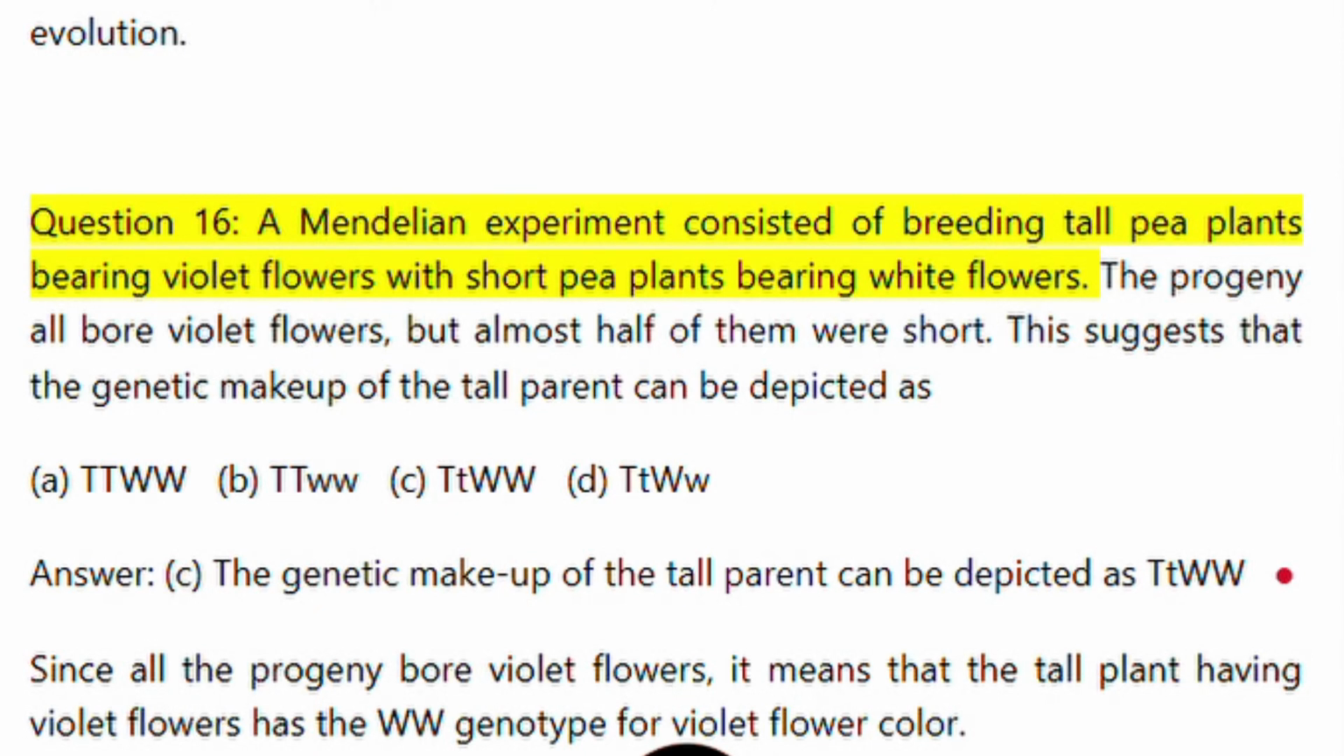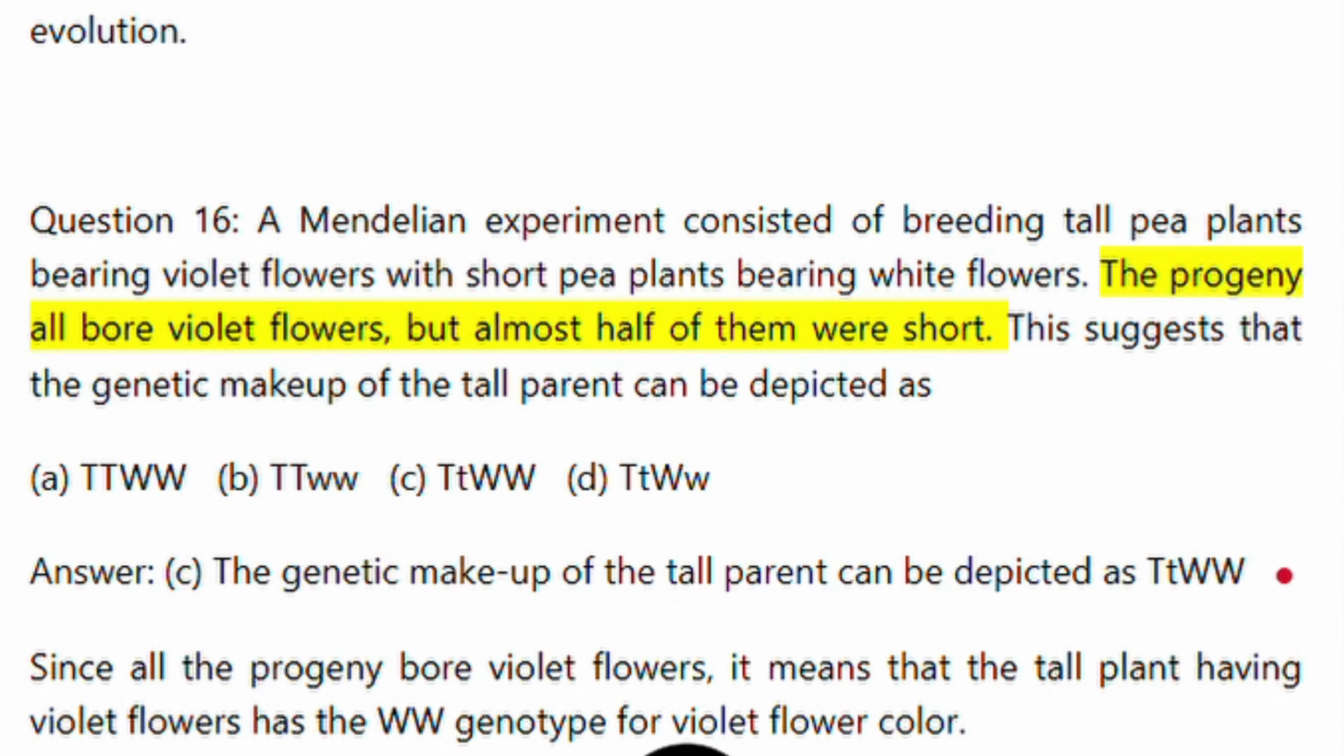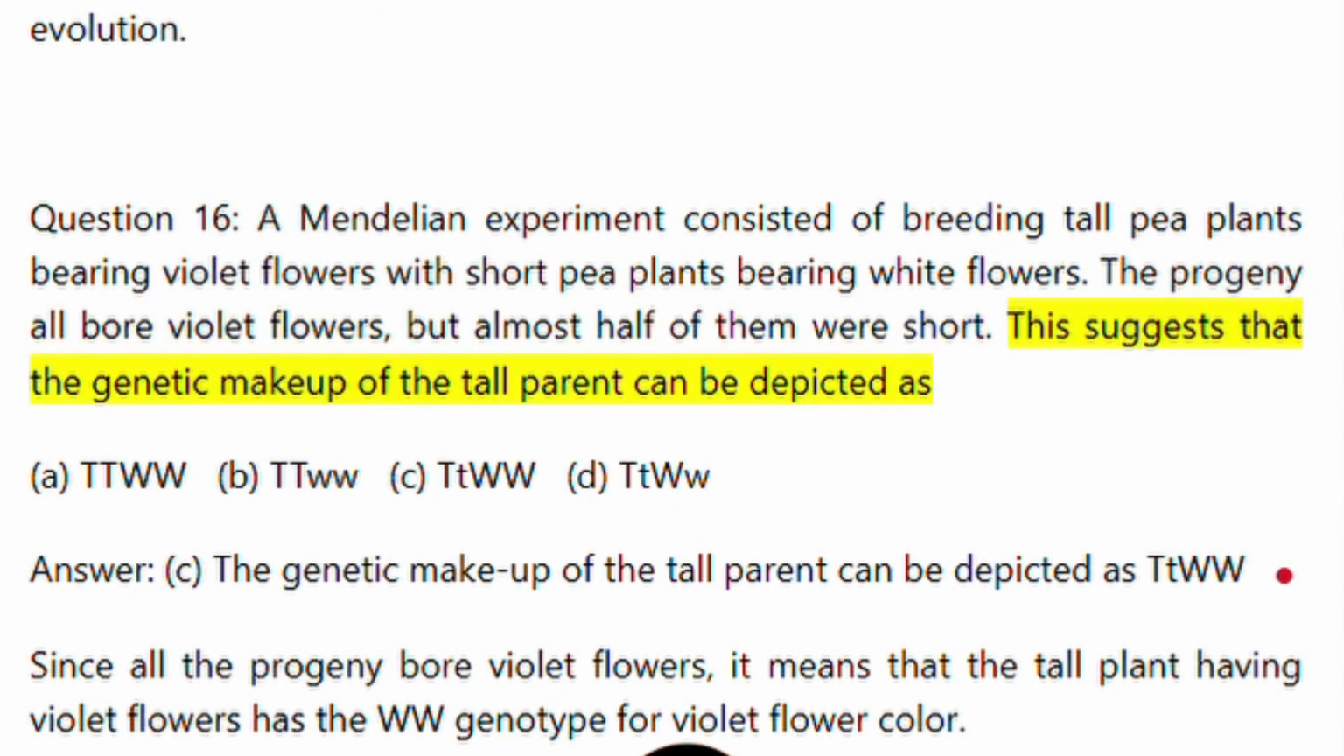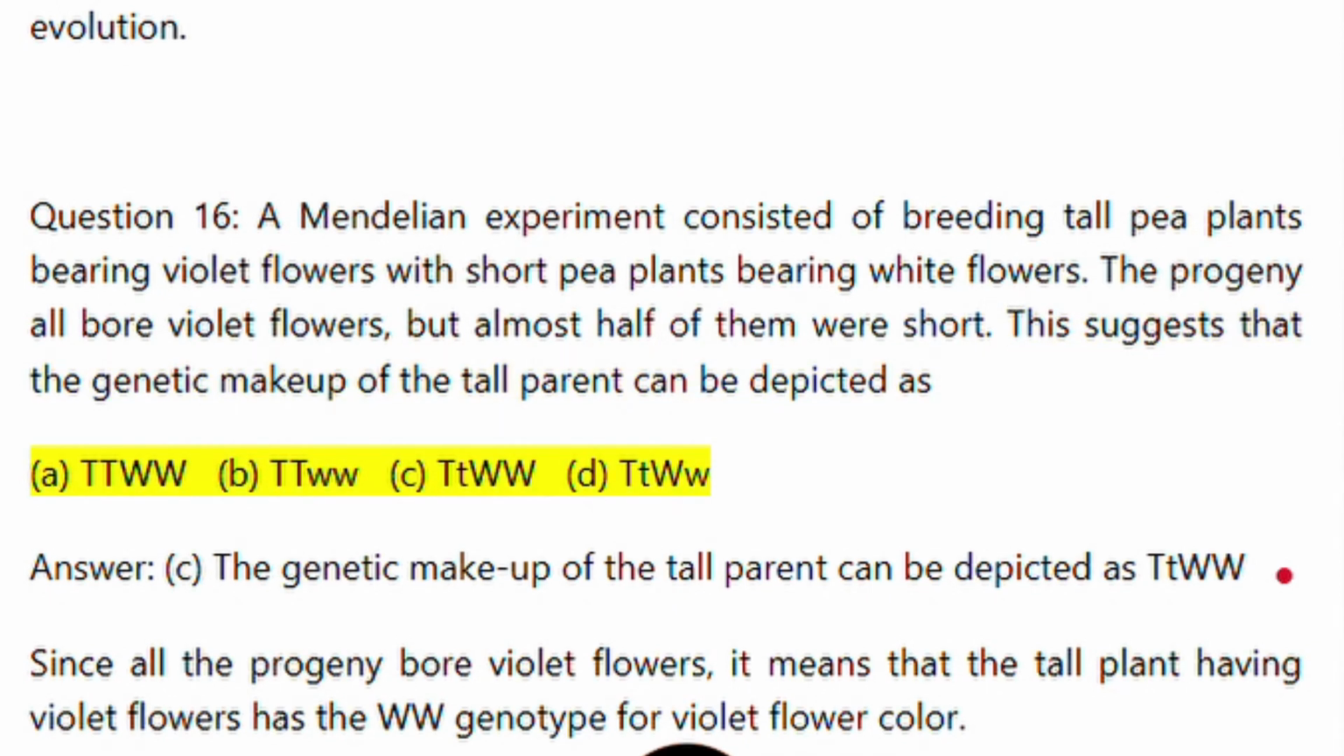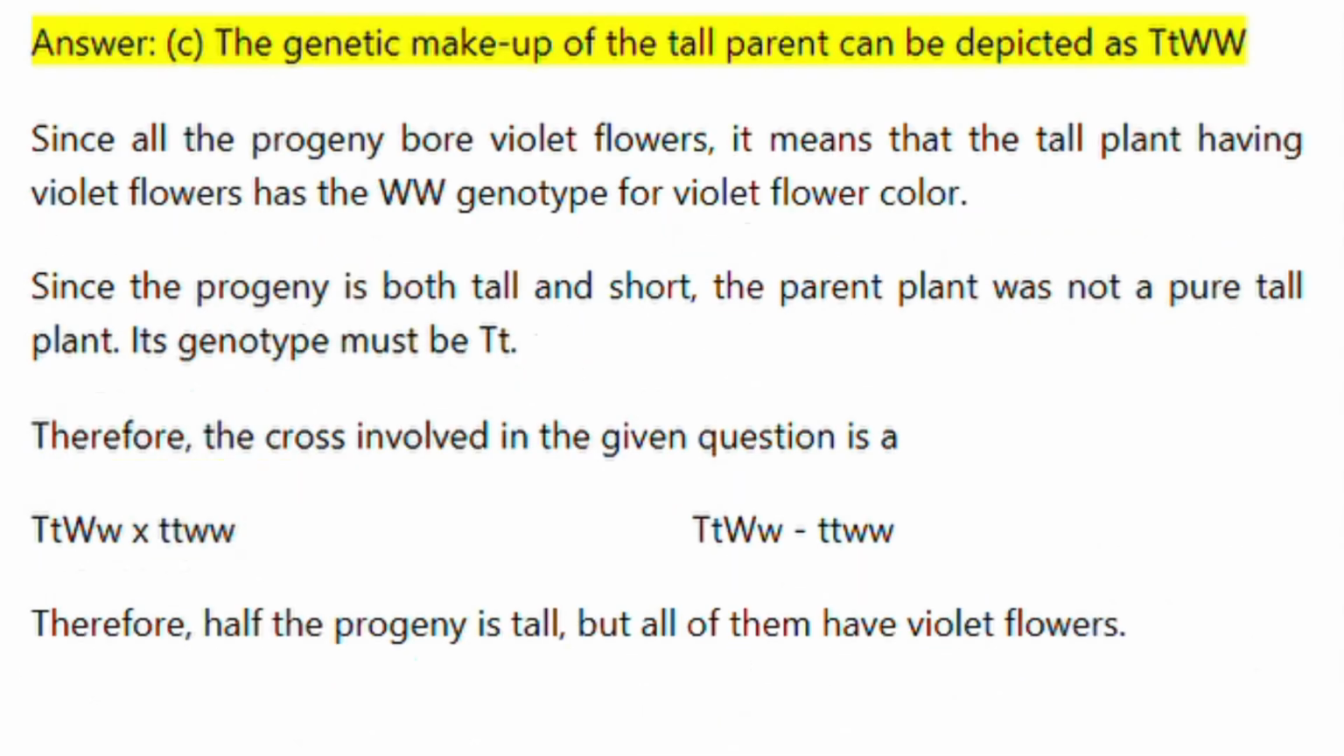Question 16. A Mendelian experiment consisted of breeding tall pea plants bearing violet flowers with short pea plants bearing white flowers. The progeny all bore violet flowers, but almost half of them were short. This suggests that the genetic makeup of the tall parent can be depicted as A. TTWW, B. TTWW, C. TTWW, D. TTWW. Answer. C. The genetic makeup of the tall parent can be depicted as TTWW.